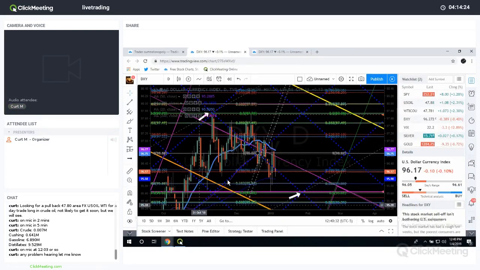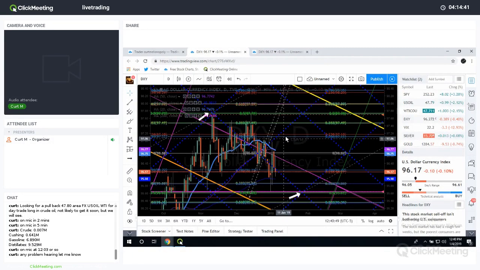It's been failing in a really important area because this is the mid-channel line right here. And you can see how it's sort of consolidated around the mid-channel line. And it failed at the mid-channel line when it hit it to the upside.